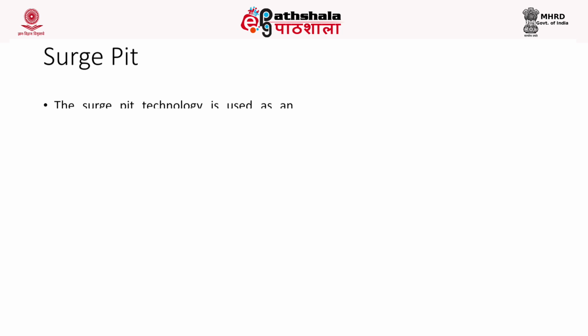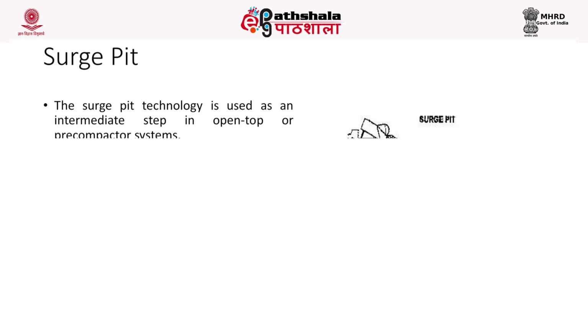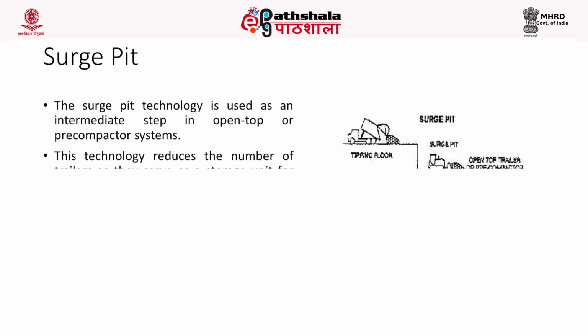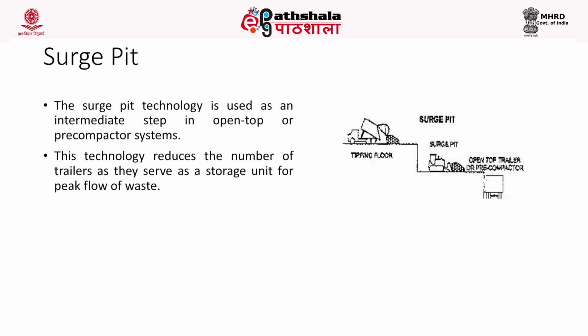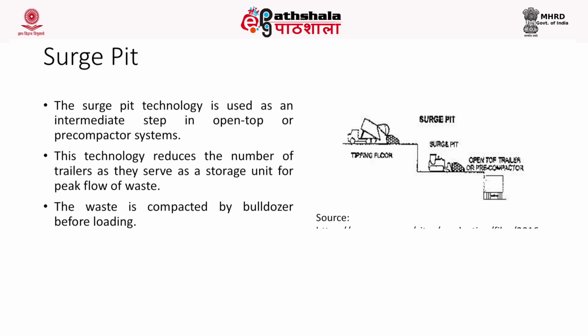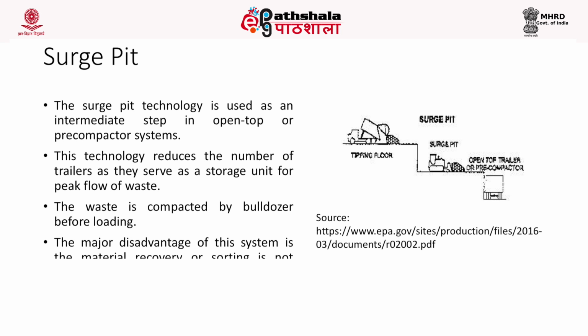The second type is a surge pit, where in the surge pit technology the waste is generally compacted by a bulldozer before loading. Now this is an intermediate step in open top or pre-compactor systems. This technology reduces the number of trailers and they serve as a storage unit during the peak flow time, that is when the waste generation is very high. The major disadvantage of this system is that material recovery or sorting is not possible in this particular type.